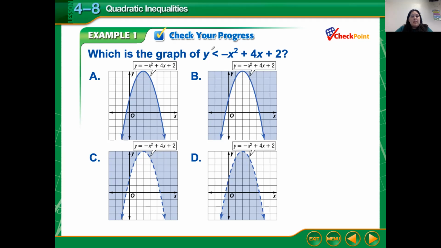Because it's just a less than or greater than, we are not going to use A or B because those are solid, so not equal to. Then the question is, do we shade inside or outside? So we're going to use the coordinate point 0, 0. I'm going to plug in 0 for y and x. So we have 0 is less than negative 0 squared plus 4 times 0 plus 2. And that becomes 0 is less than 2. That is a true statement, so we are going to shade in the region that contains 0, 0, our origin. So if I compare the two, we're going to go with D.